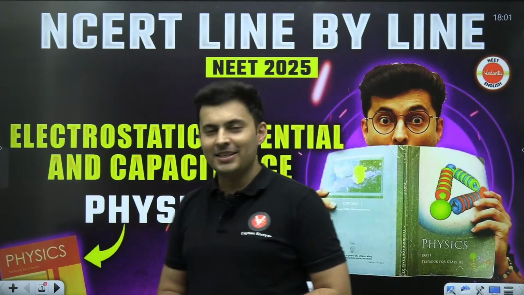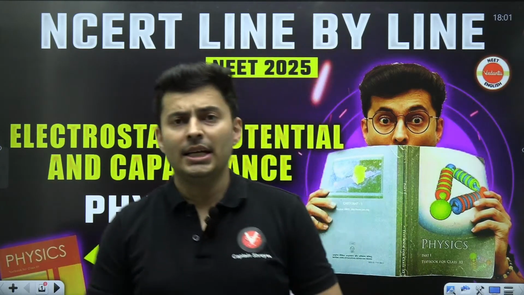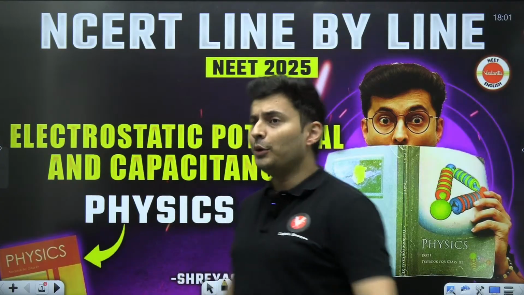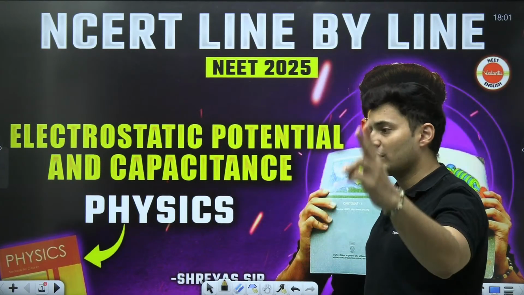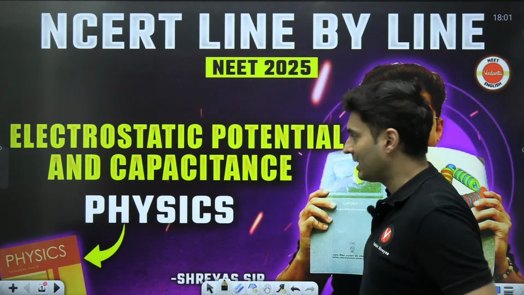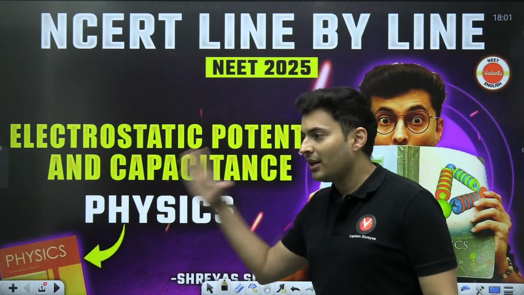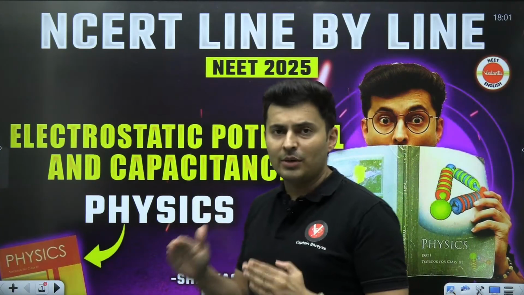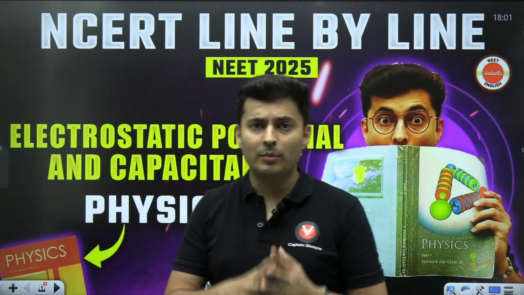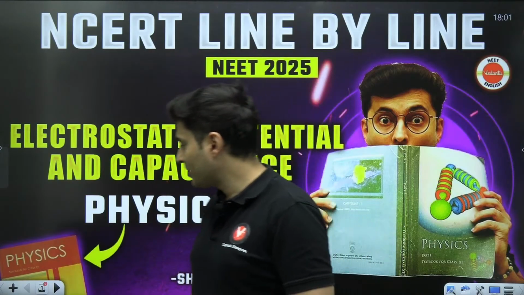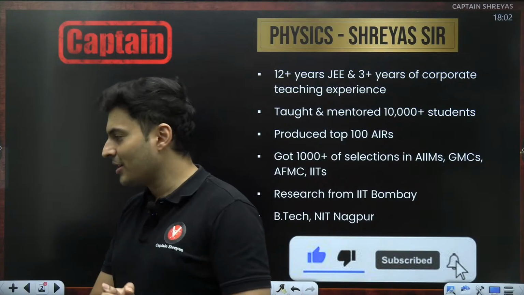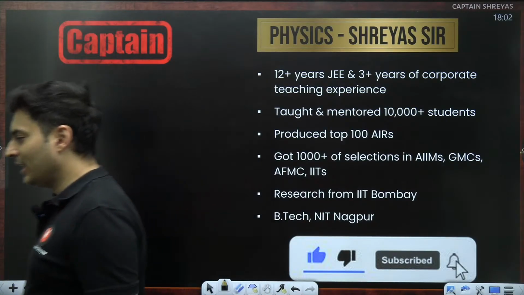Welcome aboard to the NCERT Deep Line by Line series on your Vedantu NEET English channel. Today we are going to do chapter number 2 of class 12th NCERT Physics. The chapter name is Electrostatic Potential and Capacitance. Chapter 1 was done in 2 parts, if you remember, in the last couple of days.